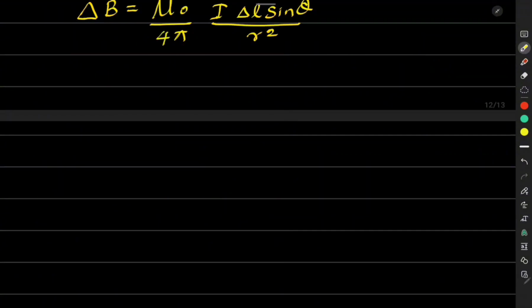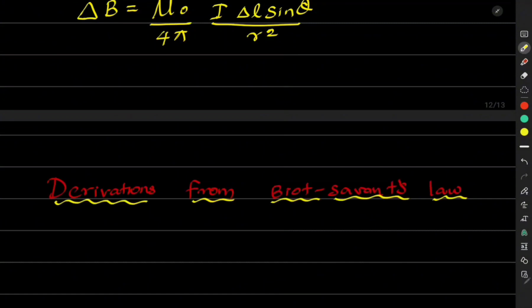Now let's look at derivations from Biot-Savart's law. There are 4 derivations. The first is the magnetic flux density at a point around a very long straight conductor. The next is the magnetic flux density at the center of a flat circular coil of wire carrying a current. The third is the magnetic flux density along the axis of a solenoid carrying a current. The fourth is the magnetic flux density along a toroid carrying a current.